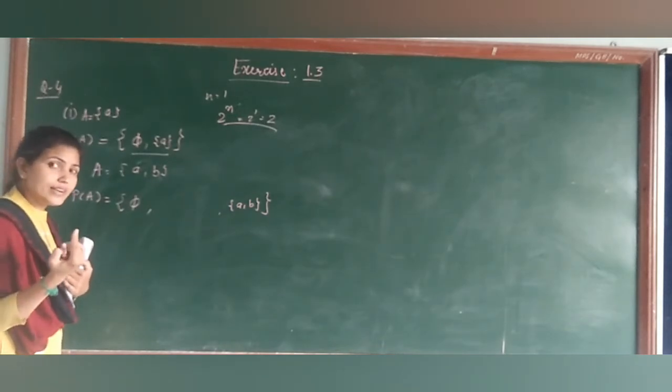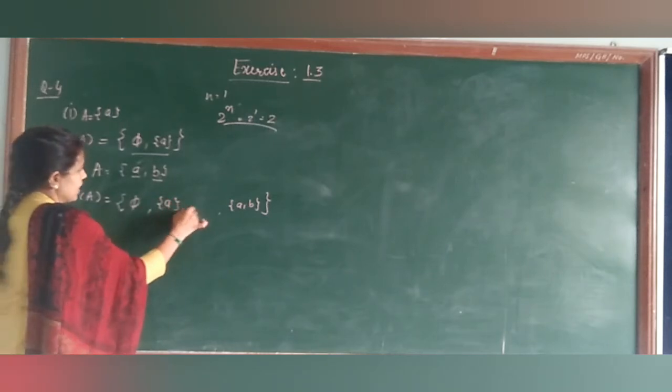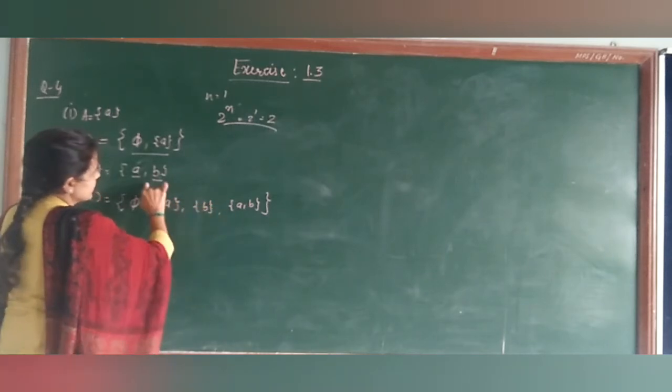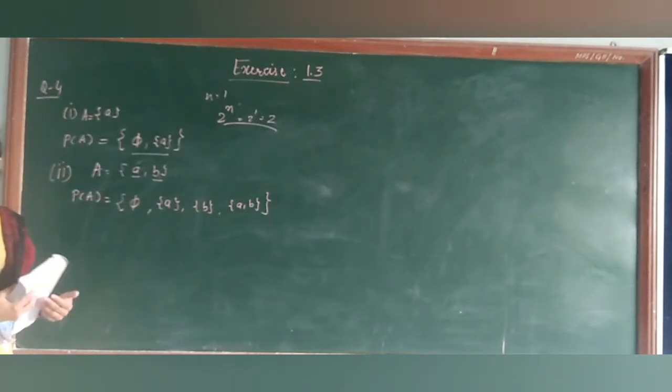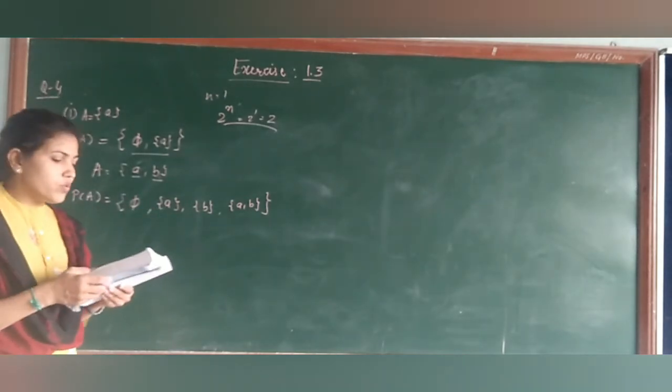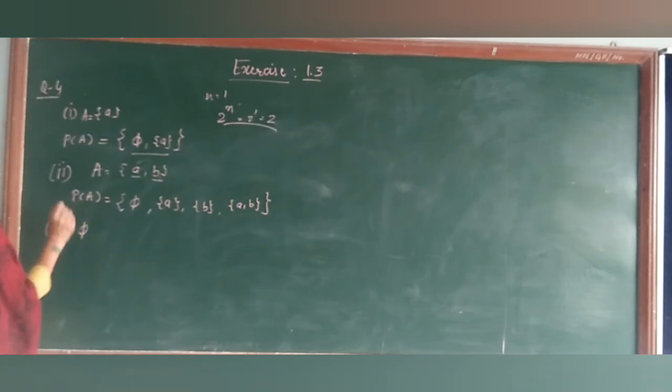So how will we find the remaining two? First write down the singles: singleton A and singleton B. Then for doubles, the set is already finished. So these are the 4 elements which we have. Now the third one is 1, 2, 3 that I am giving to you, so you can do the third one. Now the fourth is phi.